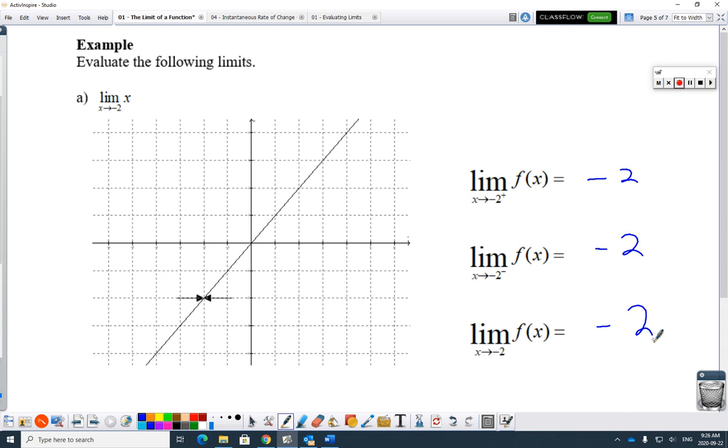Limits are easy. No tricks, no jokes, no curveballs when the function is continuous. You just go, where is it headed towards? It's headed towards where it is. That's only with discontinuities that things get a little weird.